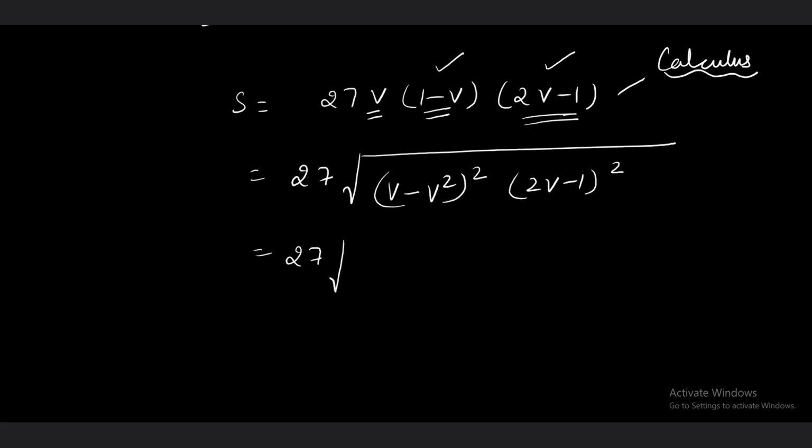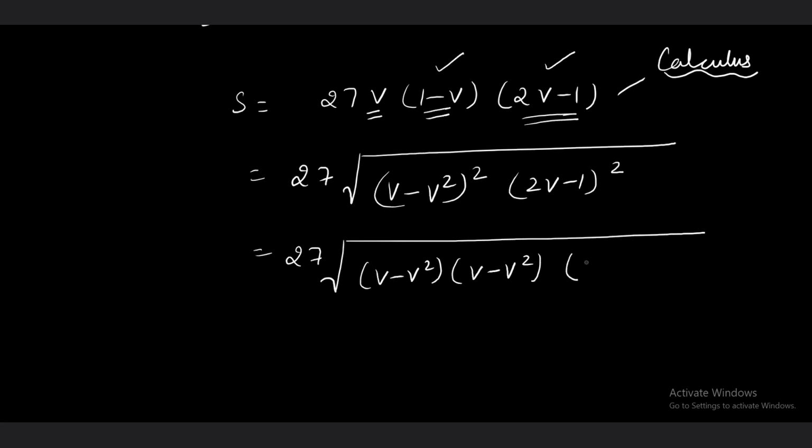देखो इसे लिख सकते हैं 27 square root of v minus v square, the other factor v minus v square, the third factor 4v square minus 4v plus 1. I think you must have noticed that I have taken 2 का factor common. Why I'm taking this 2 का factor common?